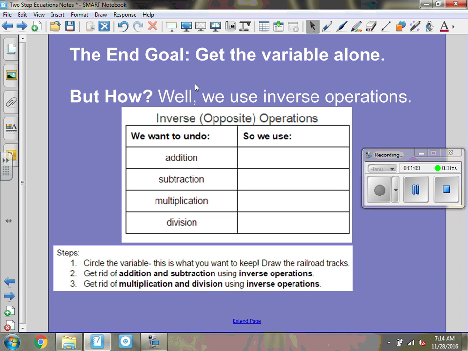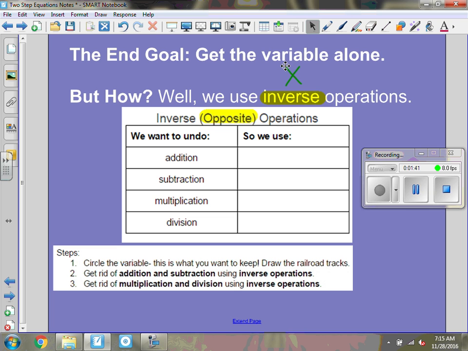Now, when we're solving equations, we have one goal. We want to get that variable, and remember, that variable is usually a letter, more often than not, it's the letter x, and we want to get the x alone. Well, how do we do that? Well, we're going to use inverse operations. And inverse operations is just a fancy word for opposites. So we're going to be using operations that are the opposite to get rid of different parts of our problem.